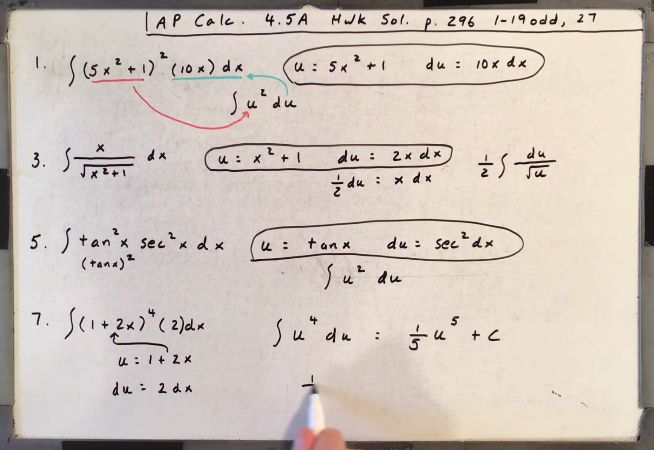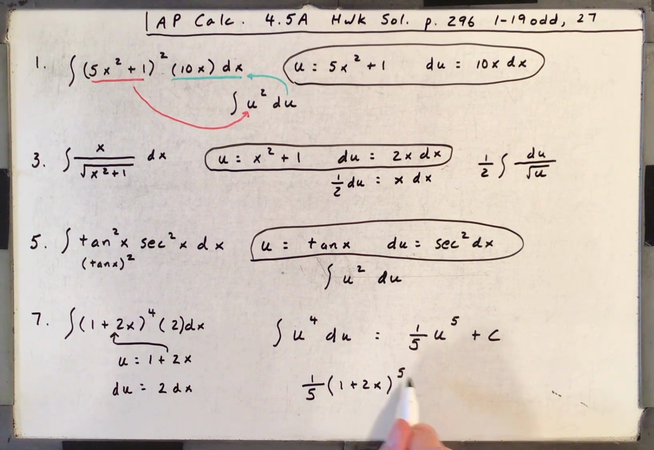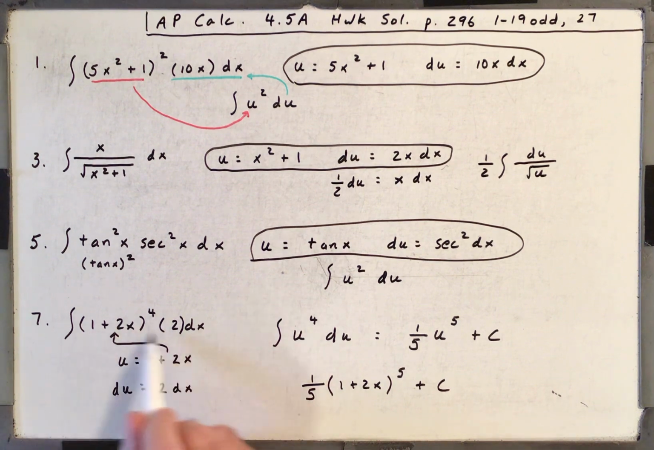So let's plug u back in. So that's going to be 1/5. U is 1 plus 2x, to the 5th plus c. If you want to check that, take the derivative. 5 times 1/5 is 1 times 1 plus 2x to the 4th times 2. All right, and then you would get exactly this, back to your original equation.